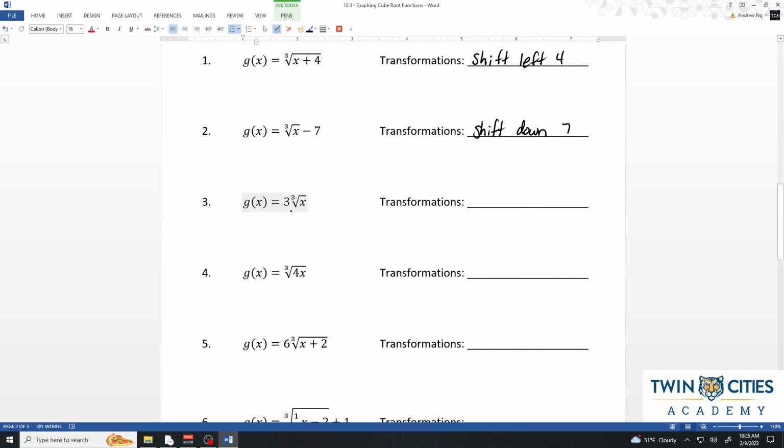For number 3, we've got a multiplier of 3 at the front. This is going to be a vertical stretch of 3. And then for number 4, we've got a 4 on the inside as a multiplier on x. Again, because this is on the inside, it's horizontal. This is the opposite of what I would expect. Instead of stretching by a factor of 4, this is going to be a horizontal compression of 1 over 4.